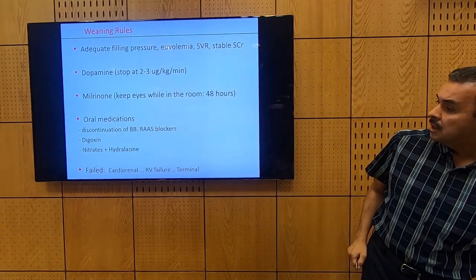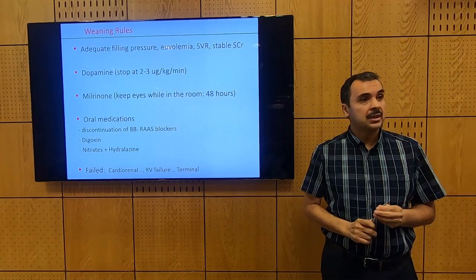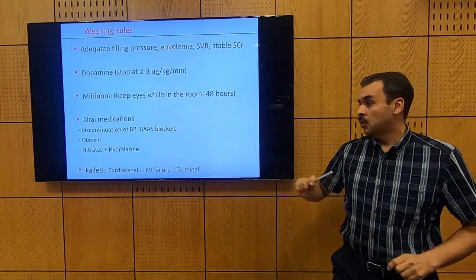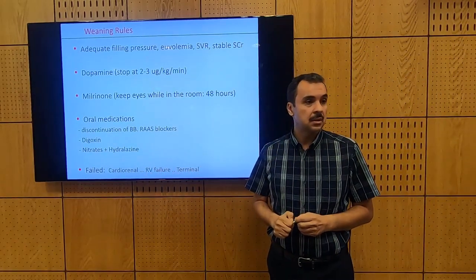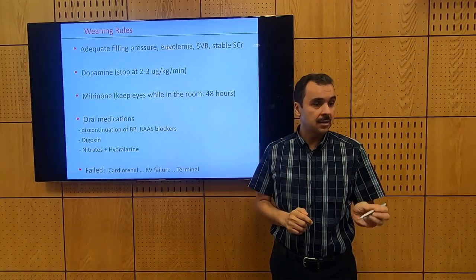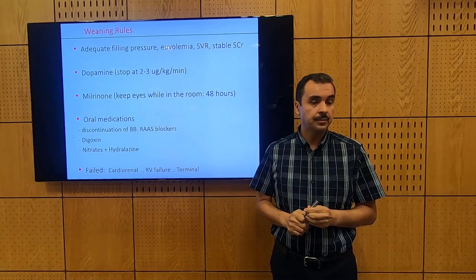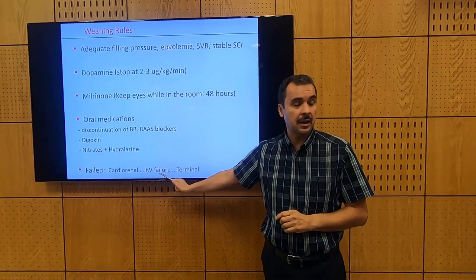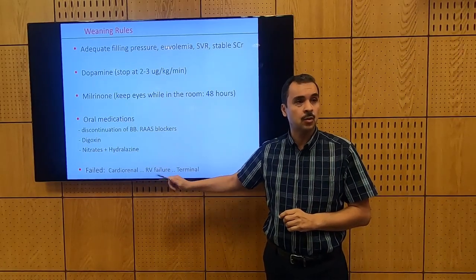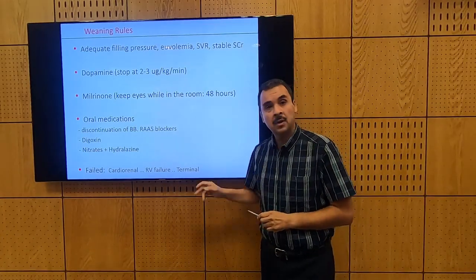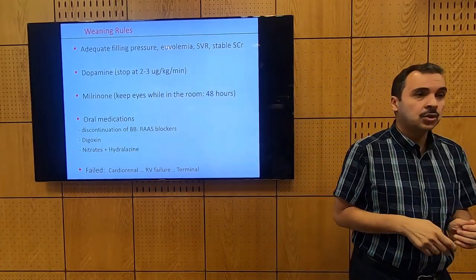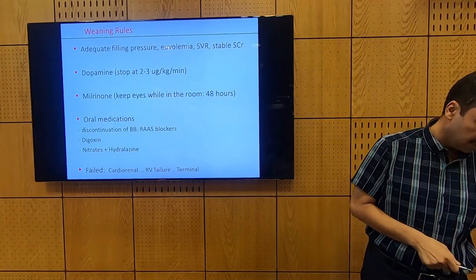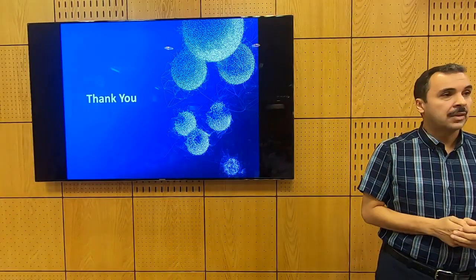Nice. If we fail weaning our patient from inotrope, we should consider one of three scenarios. Whether this is a cardiorenal syndrome, if the creatinine is rising, this is a very good predictor that we will fail weaning. The right ventricular function, the forgotten chamber: dysfunction of the right ventricle is another good cause for failure of weaning from the inotrope. Or whether this is a terminal case and we should think of a mechanical solution for this hypotension or hypoperfusion. Okay, this concludes my presentation.